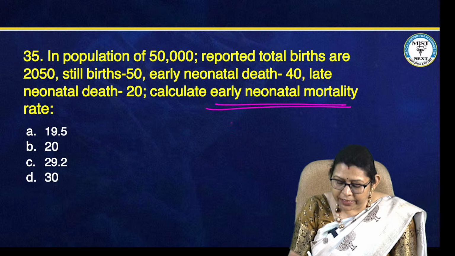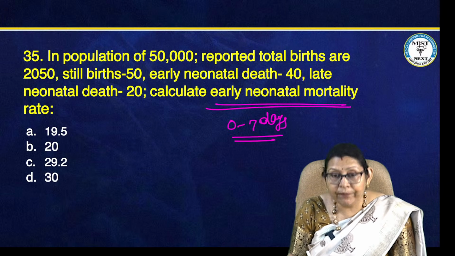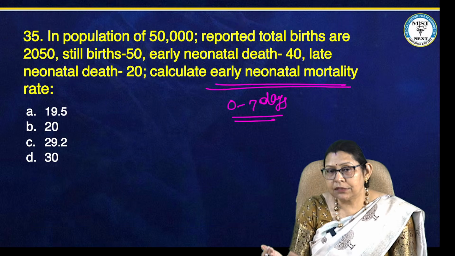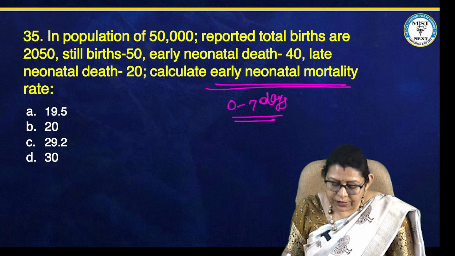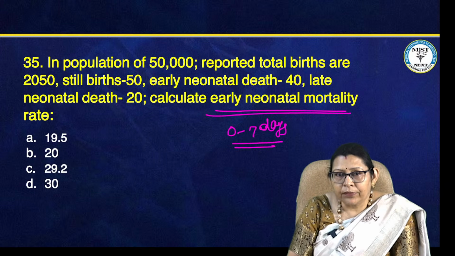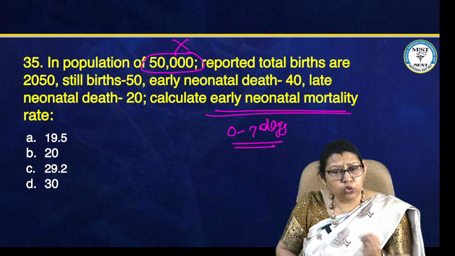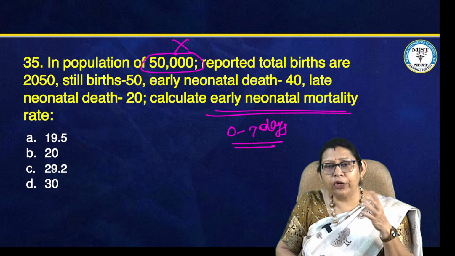Now the next is calculate early neonatal mortality. Early neonatal means the death between 0 to 7 days. ठीक है. And this is converting into per 1000. अब see the question. Total population is 50,000. 50,000 total population की कोई जरूरत नहीं है. तो जो irrelevant data है, you ignore that data.